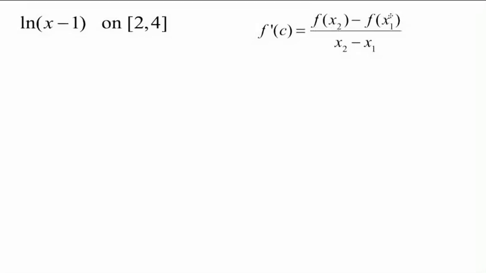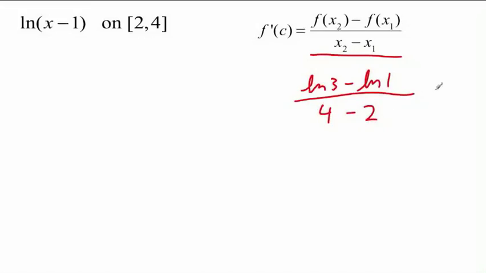So first of all, I'm going to find this right here. So I need f of x2. Well, f of x2 is going to be 4 plugged in here. So it's going to be the natural log of 4 minus 1, which is the natural log of 3. And then minus f of x1, 2 plugged in here is going to be 2 minus 1, the natural log of 1, all over x2 minus x1, which is 4 minus 2.